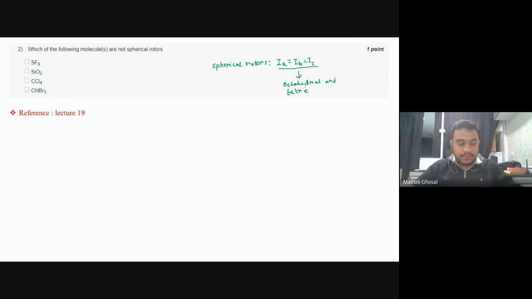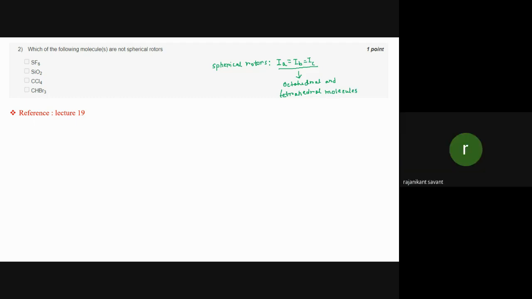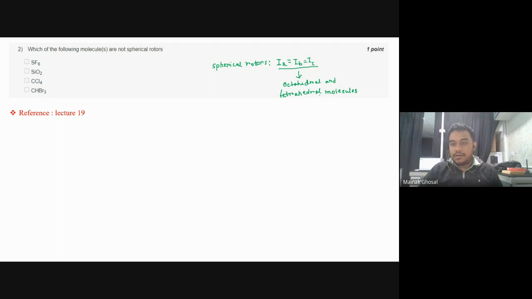and tetrahedral molecules. Okay, this generally happens for octahedral and tetrahedral molecules. So to answer this question, you just need to find which one is octahedral or tetrahedral. Is there anything octahedral or tetrahedral?